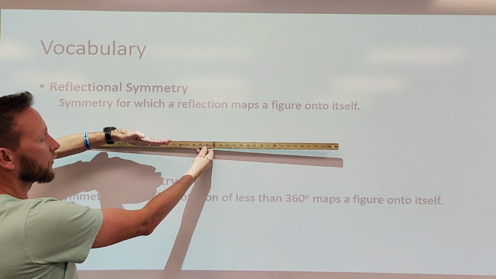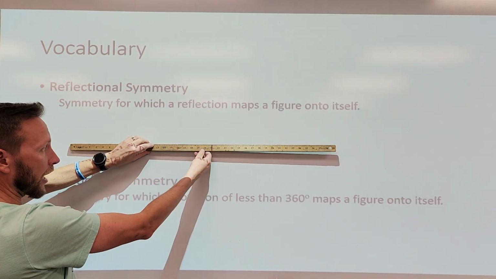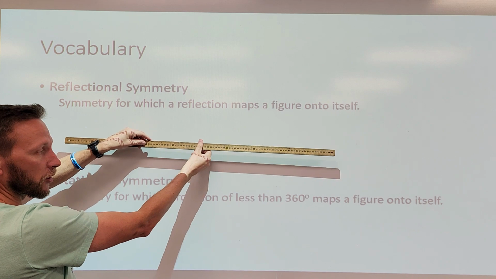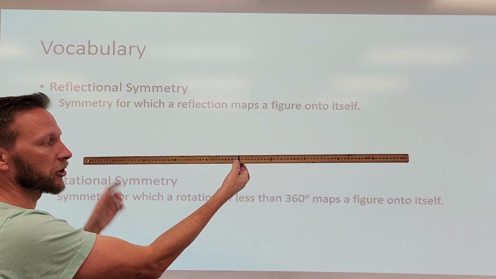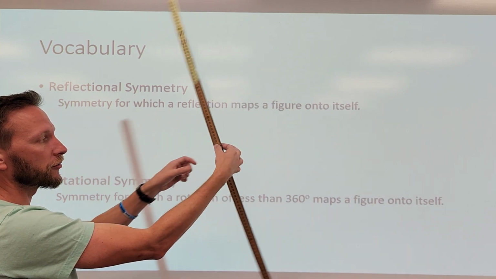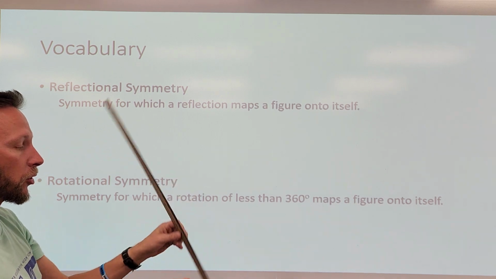There is reflectional symmetry on the line that divides this in half so that we could flip it over onto itself and it would be the same size and same shape. But then there's also rotational symmetry, where we could rotate this a full 180 degrees and it would map back onto itself with congruent sides and congruent angles.